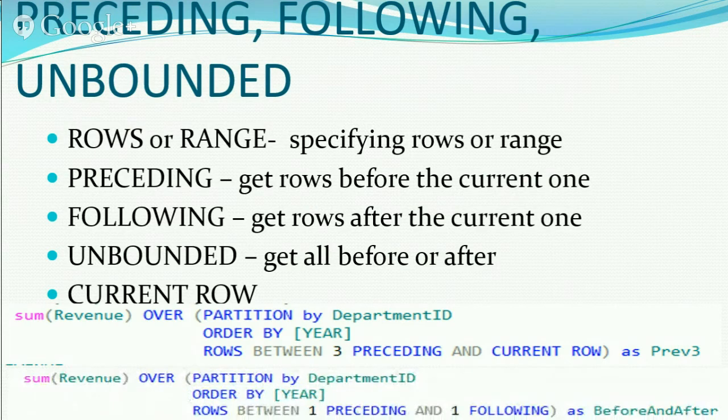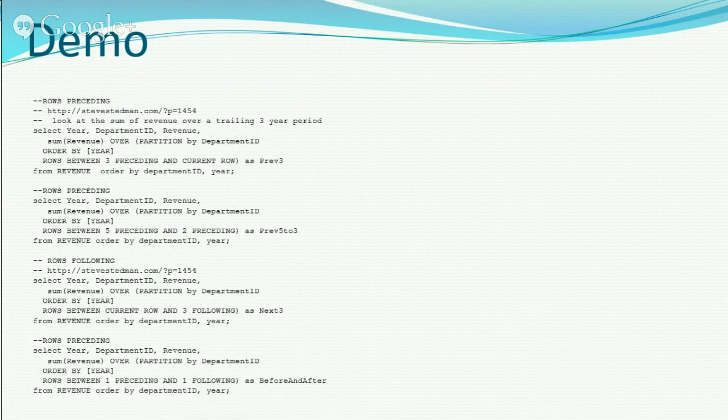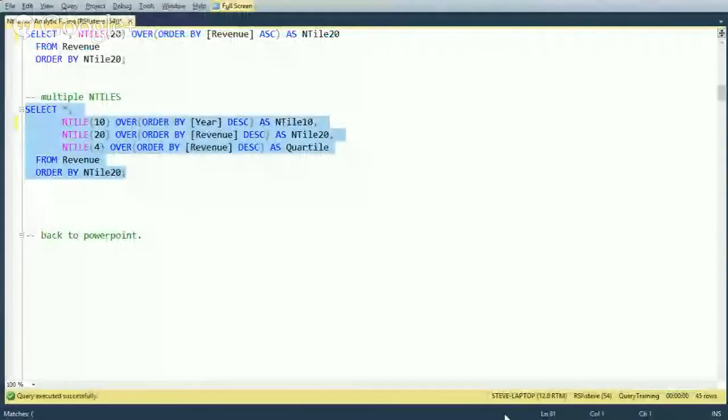Here's another example. Sum of revenue, same thing on the partition and the order by, but here we're looking at between 1 row preceding and 1 row following. So it's going to give us a sum of revenue for this year, last year, and next year, where this year is referring to the current row there. All right, on to the demo.